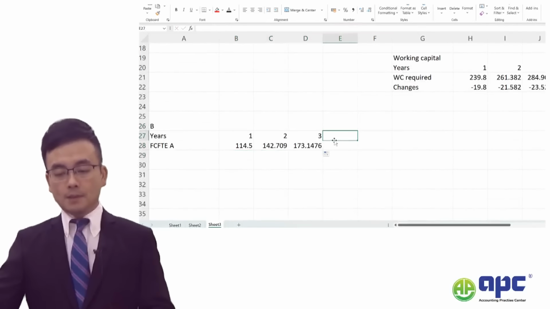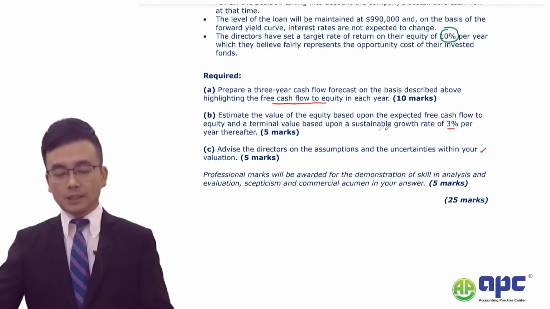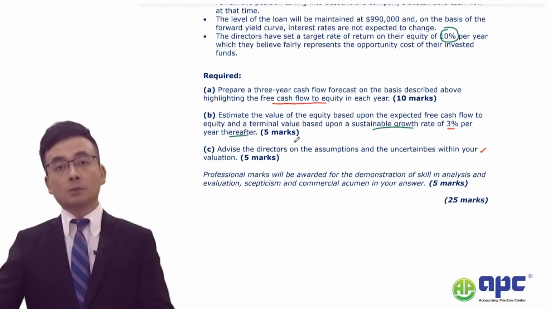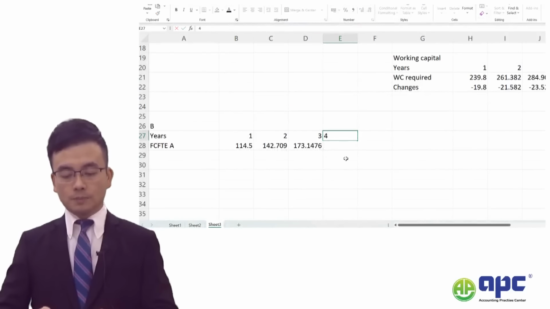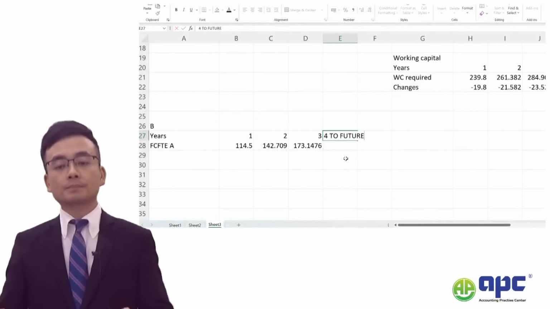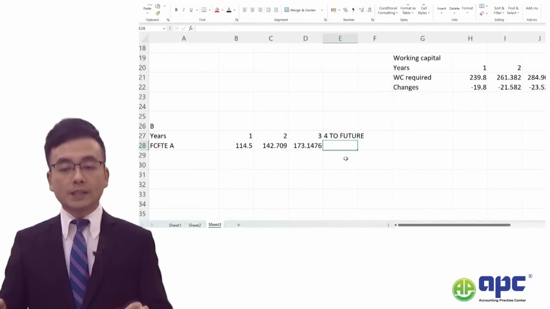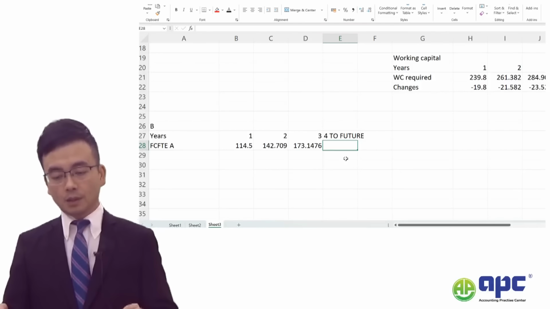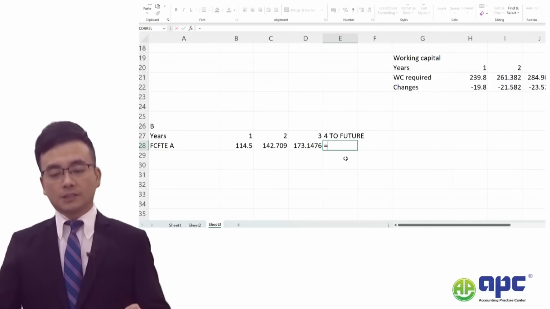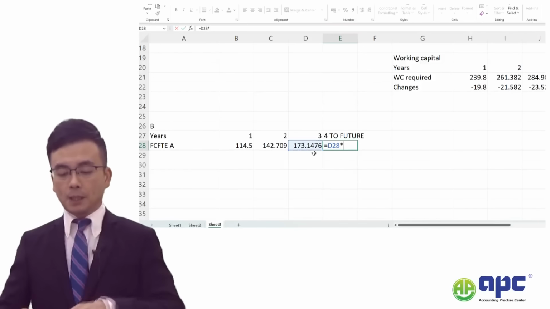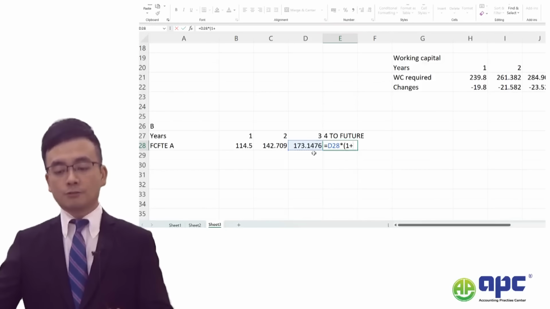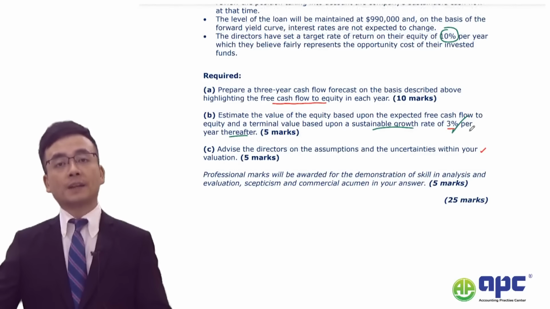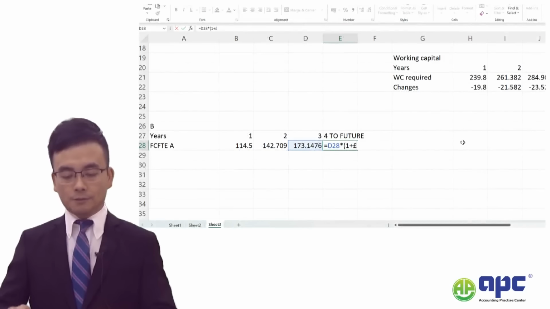But here, we're also told that a sustainable growth rate thereafter, which means from year 4 to the future. Now, the way that we calculate this each and every time will be rather straightforward. Firstly, we like to take the cash flows from year 3 and then times by 1 plus the growth rate, which here will be 3% at the very first start.